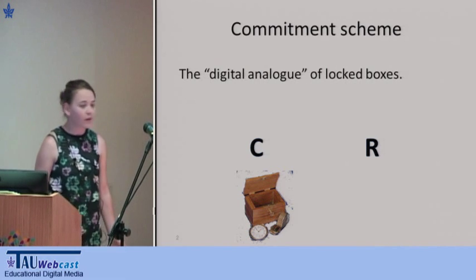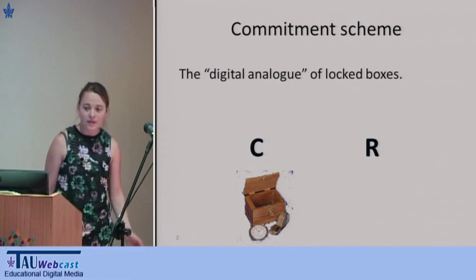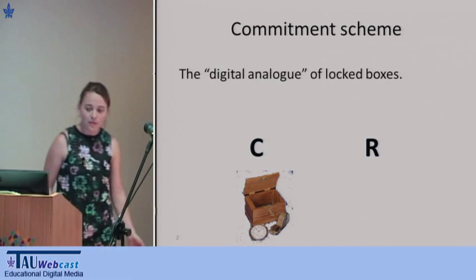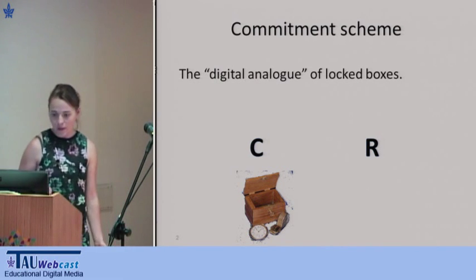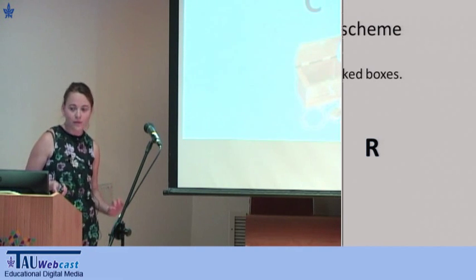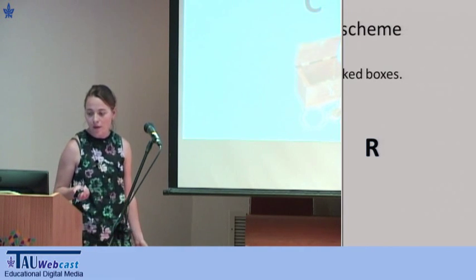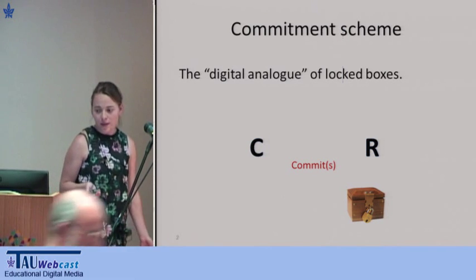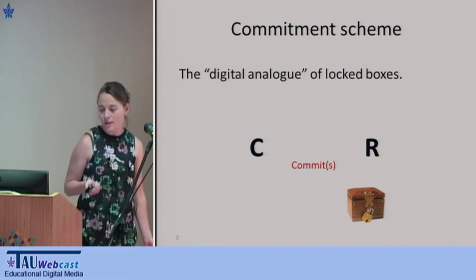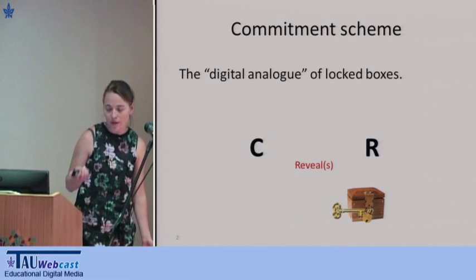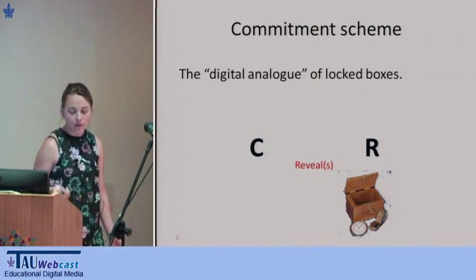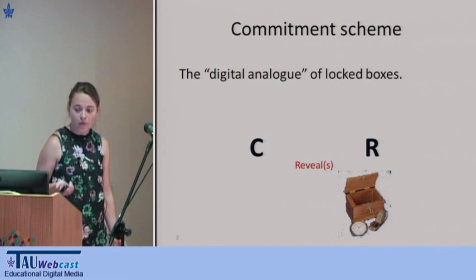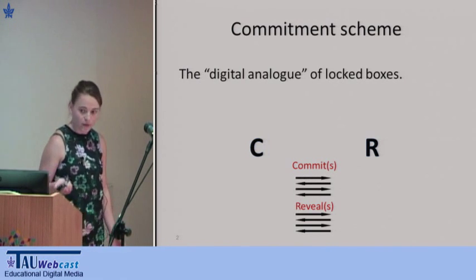So let's first recall what a commitment scheme is, a digital analog of locked boxes. It's a two-stage process between a committer and a receiver, where in the first stage, the committer will put a piece of paper inside the box, lock it, and give it to the receiver. This is called the commit stage. In the second stage, the committer will send over to the receiver the key that enables the receiver to open the box and see what's inside. This is called the reveal stage. And both of these stages can be interactive also.